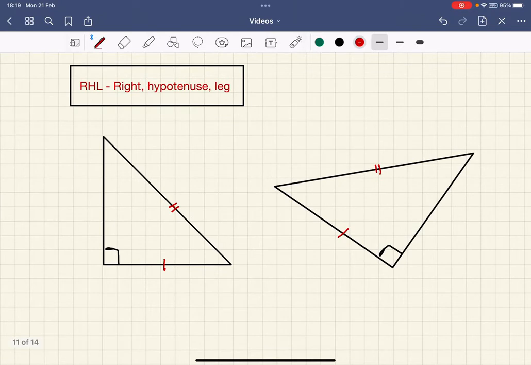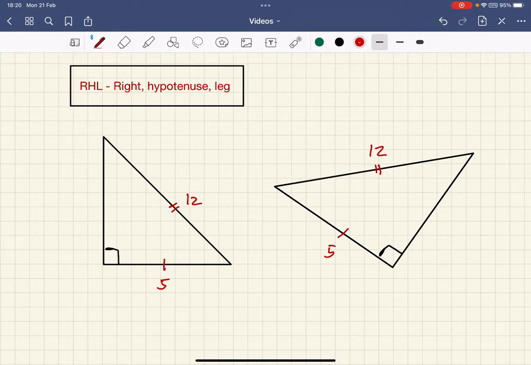The last one we have, sometimes it's just written as RH, but RHL, right angle, hypotenuse, leg. So this is the right angle triangle one, and what we need is a right angle, the hypotenuse to be the same. So you can see we've got a right angle. Let's label this hypotenuse as 12, so this would have to be 12, and the other side would have to be corresponding, have to be 5 and 5, for example. So these are the different cases for congruence in triangles.